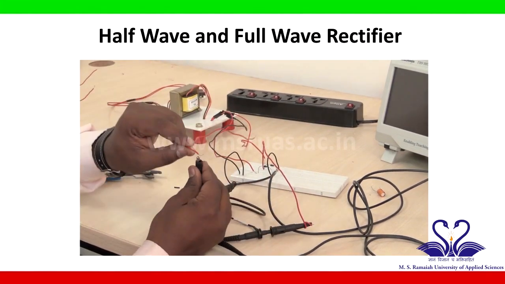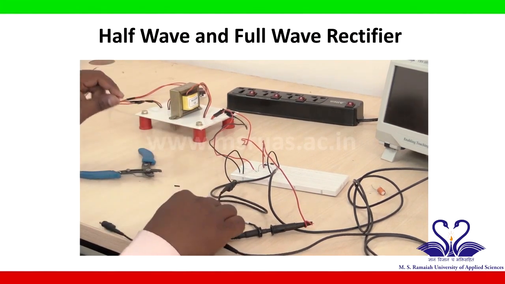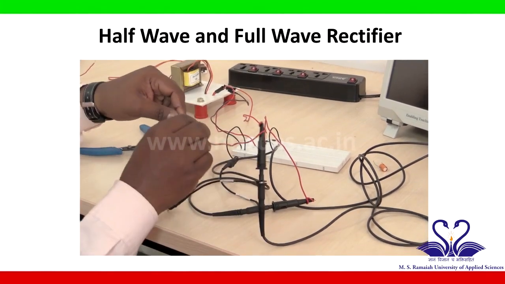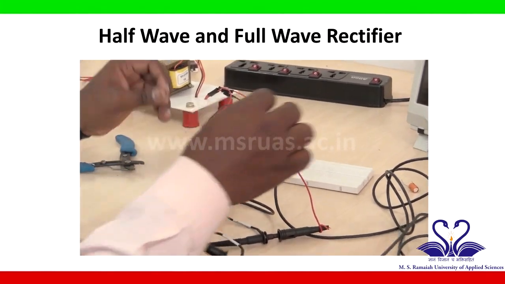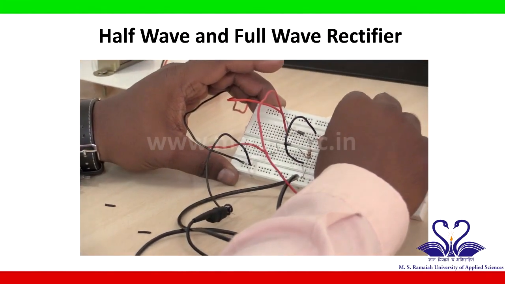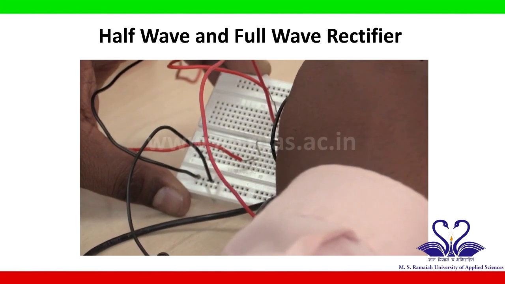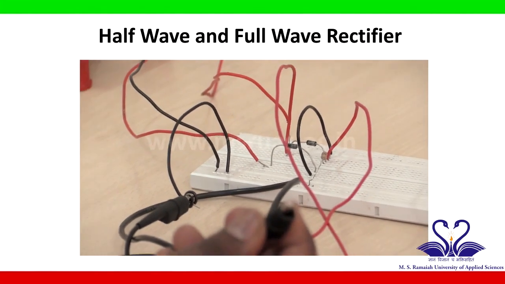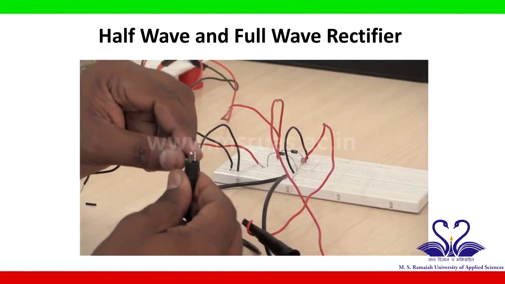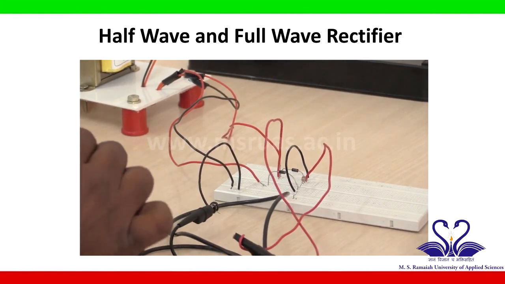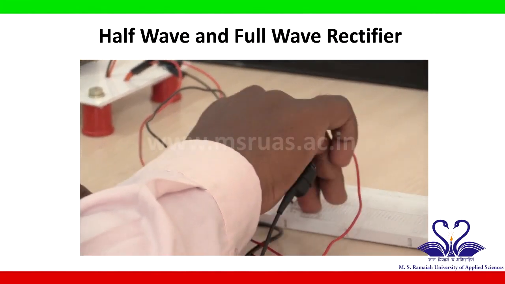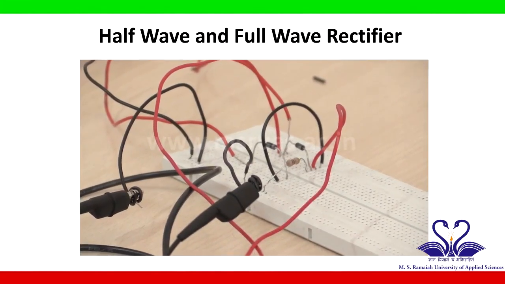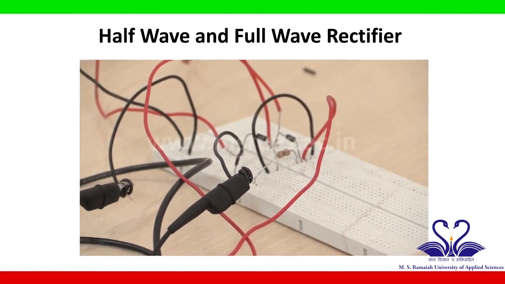Since output is measured across the load resistor, 1 kilo ohm, I will connect the positive of the channel 2 probe to the resistor one end, or the shorted end of the N terminal of a diode in the breadboard, and this is the negative terminal of the channel 2 probe, which is connected to the ground. Now we have finished with the circuit connection of a full wave rectifier without filter.